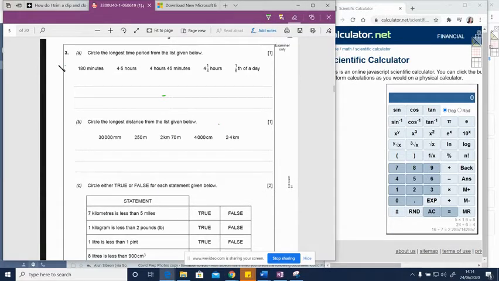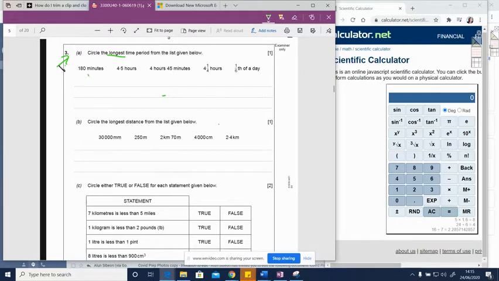Question 3. Get my pen. So question 3. A, circle the longest time period from the list given below. Well, the list tells us a series of minutes and a series of hours. In order to compare these and find the longest time period, we have to change them all to either minutes or hours. I'm actually going to change them all to minutes.